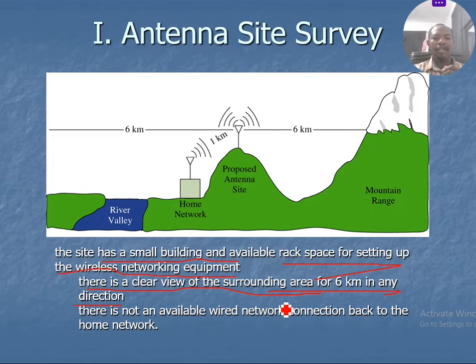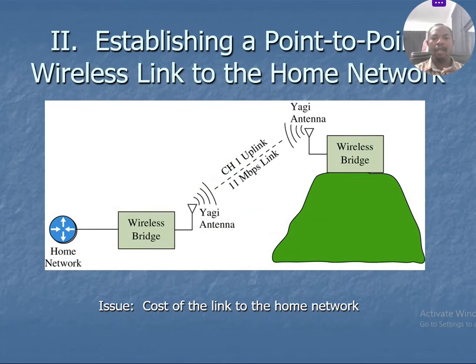Okay. Now there is not any available wired network connection back to the home network. So we should ensure that we are covering the range of 6 kilometers in order for us to be able to establish a network, okay, or to build an antenna in that given location.